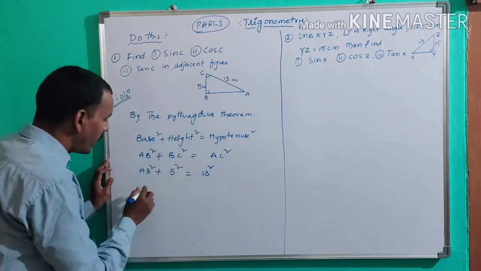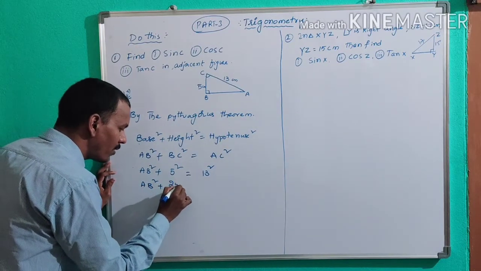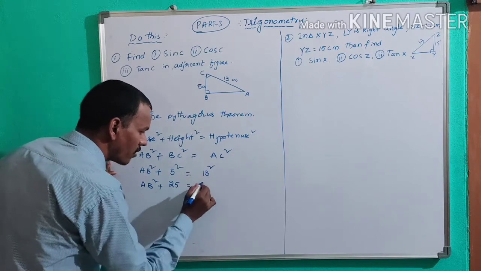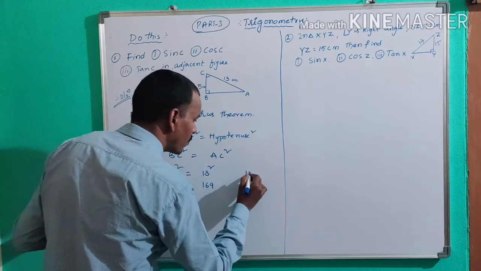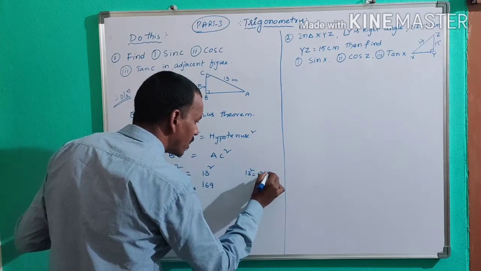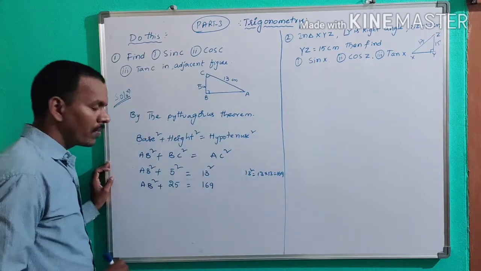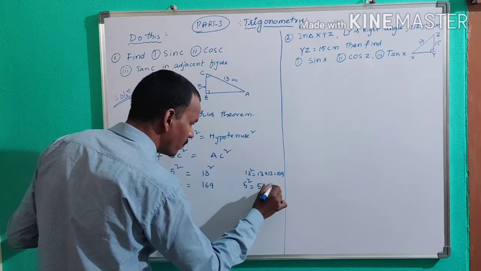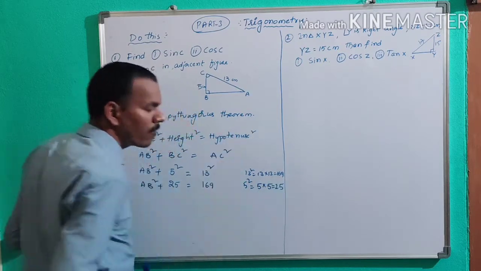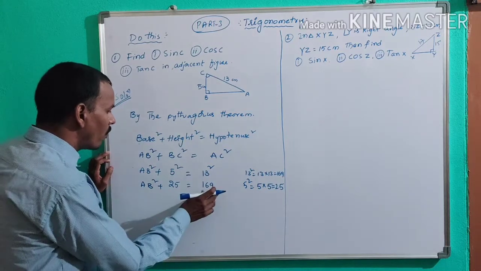So from that, AB square plus 5 square is equal to 13 square. 13 square is nothing but 13 into 13, that is equal to 169. Now 5 square is nothing but 5 into 5, that is equal to 25. Next, from that, 169.